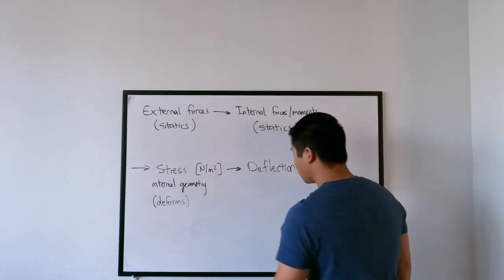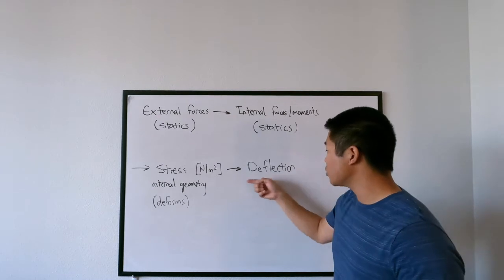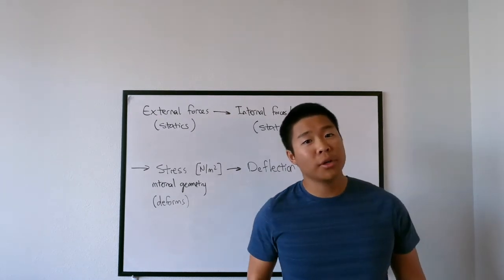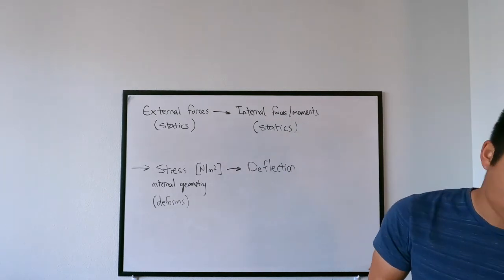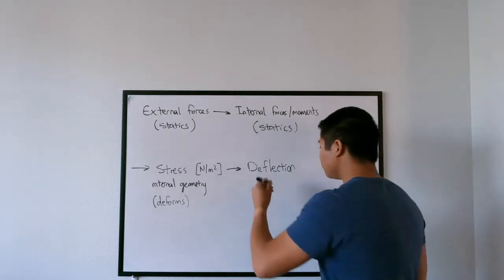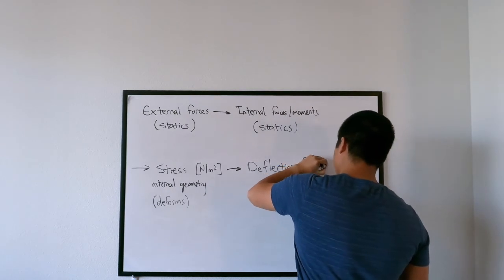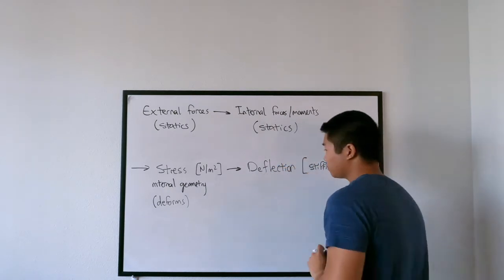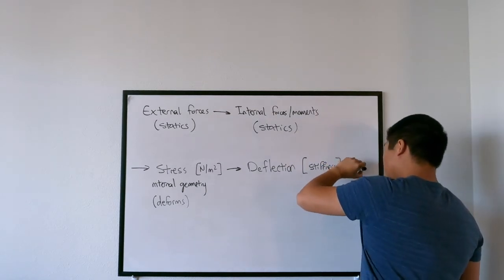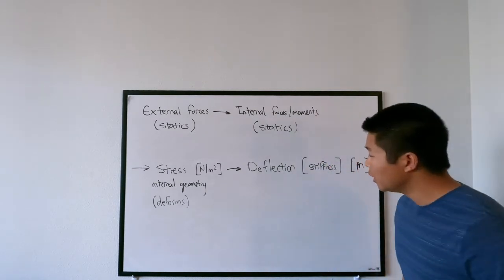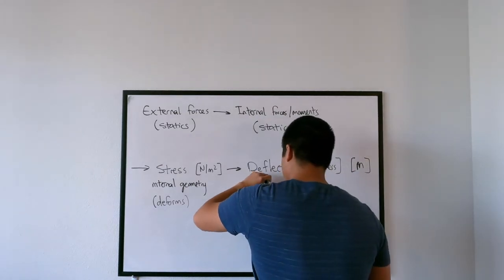Not only do we care about the internal geometry, what's going to tell us how much it's going to deflect by is the material property, which is going to be, for example, the stiffness. That's going to require us to know the stiffness. Of course, the deflection is going to be in meters, or millimeters, whatever you want to call it. And this is again going to depend on material properties.